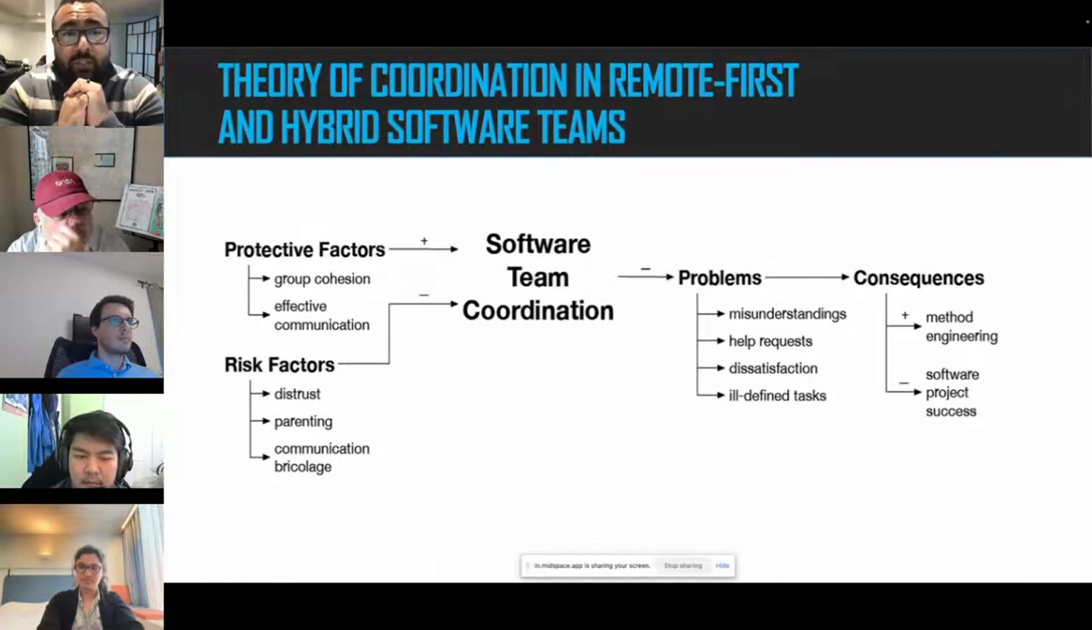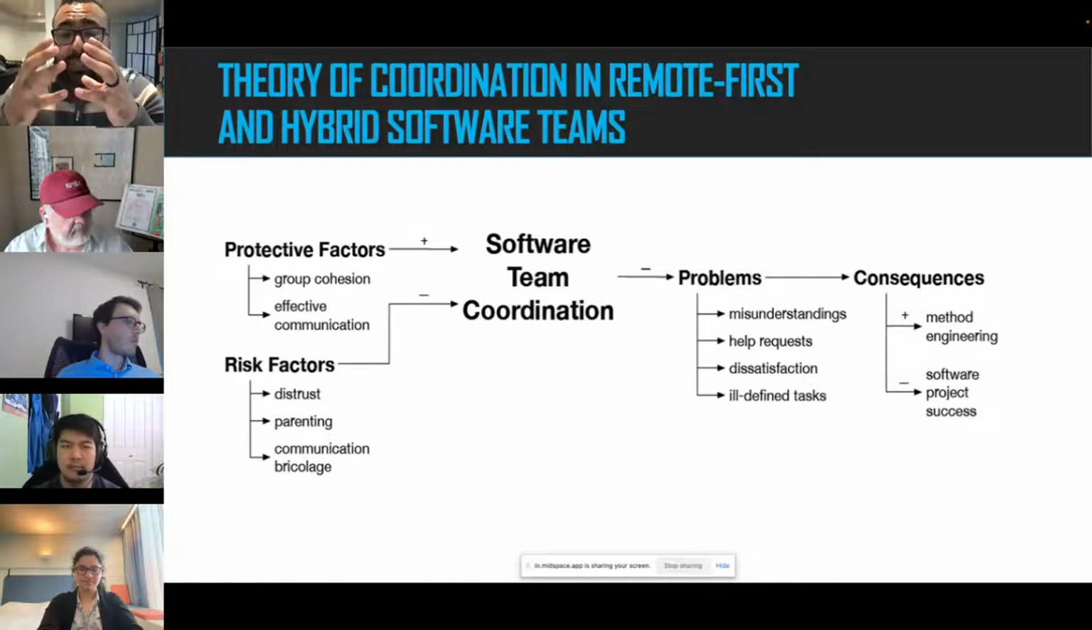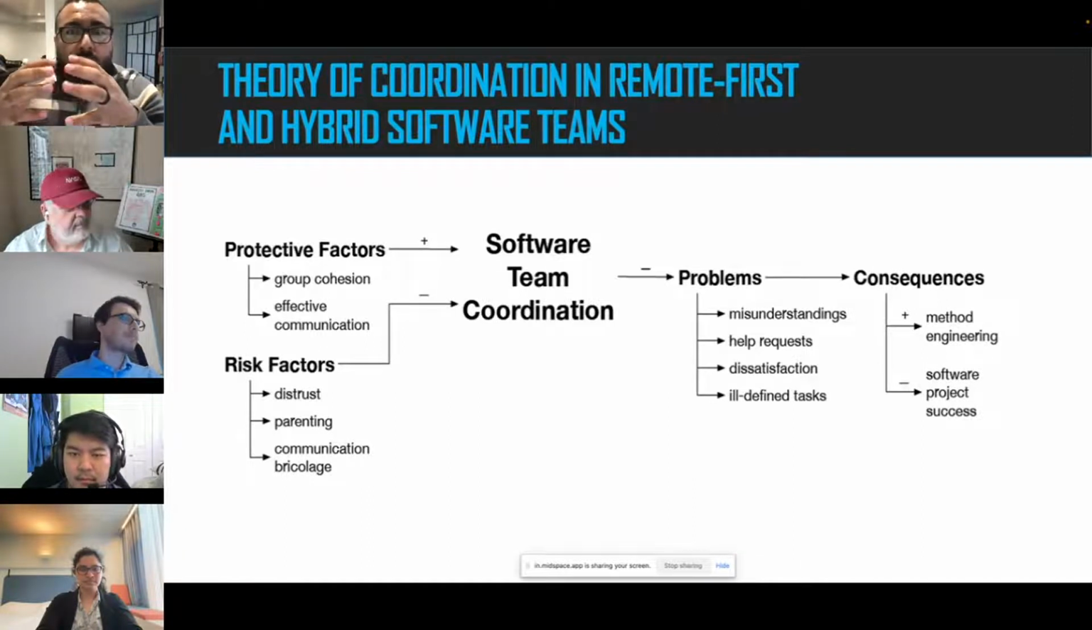As far as we understood, there are some protective factors that can shield software team coordination when professionals are working from home or using some kind of hybrid arrangement: group cohesion and effective communication. These support team coordination. But there are also factors that can disrupt it: distrust, parenting, which can create distractions, and what we call communication bricolage, which happens when some individuals on the team create clusters to work together, and the information they share about the project stays in this bubble and does not flow to the rest of the team members. So these are risky factors.